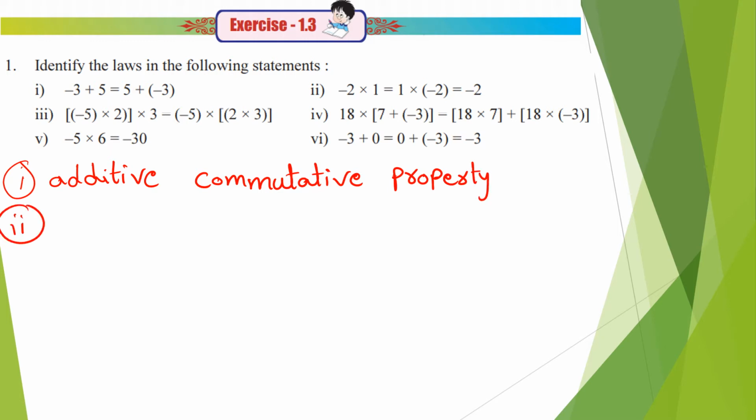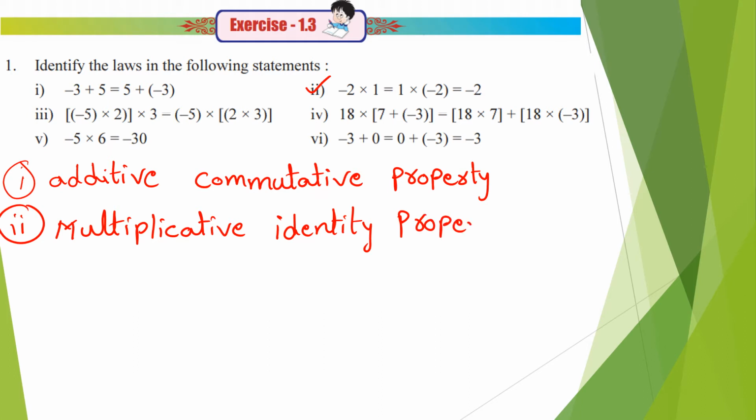So what is the second one here? Minus 2 into 1 equals 1 into minus 2 equals minus 2. We easily identify it: that is the multiplicative identity property. Multiplicative identity property, the identity property. Okay, so let us see the next one.